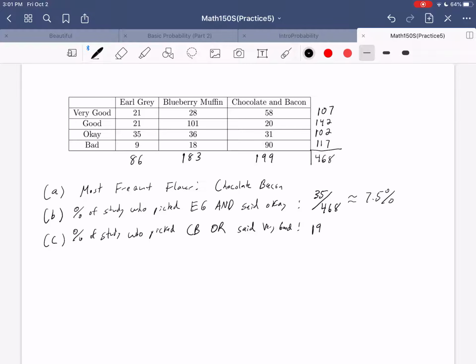So to do that, we can easily do this as 199, which is the total for chocolate bacon, plus the total for very good, which is 107. But then because that does double count these 58, we simply subtract the 58 and then divide by 468 still. Now, of course, if you don't like this, this numerator could also be found by simply adding up 21, 28, 58, 20, 31, and 90, which would be anybody who said very good or had chocolate bacon. Either way, if we add this up, 199 plus 107 minus 58 should give you a numerator here of 248. Divide that 248 by 468, and we should get that this is approximately, after rounding, 53.0%. So basically about 53% of everybody in the study either picked chocolate bacon as their flavor or ended up saying whatever flavor they had was very good.